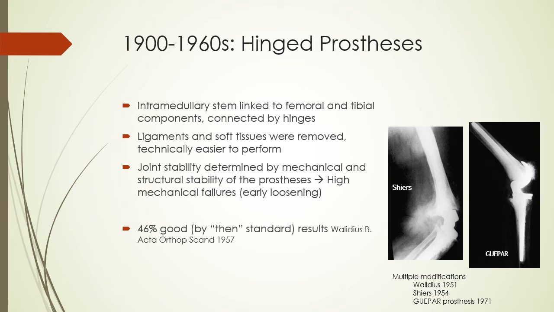As the joint stability was determined by the mechanical and structural stability of the hinge, mechanical failure of the hinge or early loosening was quite common back then, so it was not quite successful. Regarding a clinical report in 1957 by Dr. Wally Diaz, 46% of the patients were considered good, but the standard for good was really just limited relief of pain and limited improvement of function.